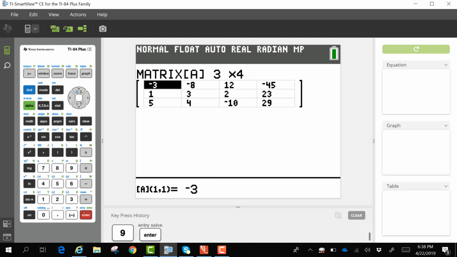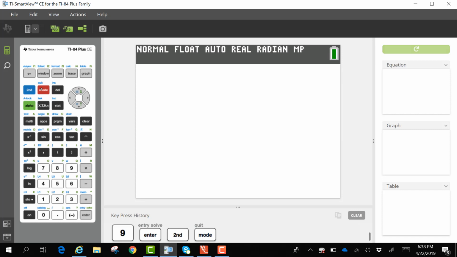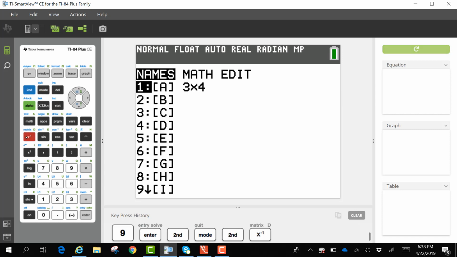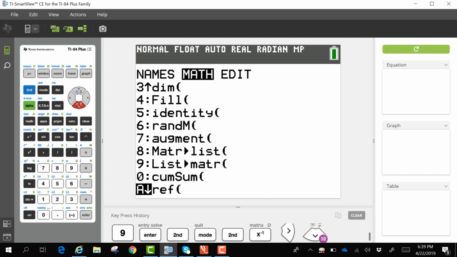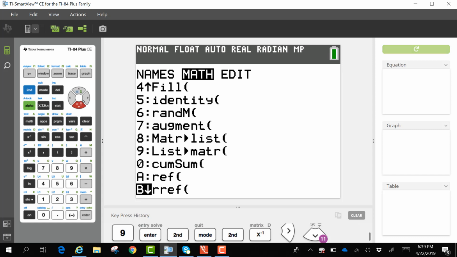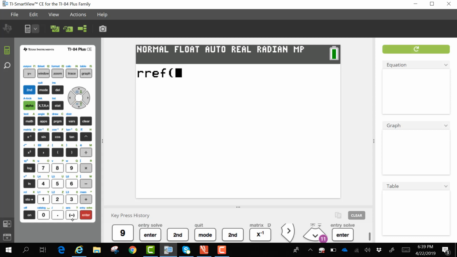Once your matrix is created, you quit. Second, quit to get out of the matrix and back to your home screen. At this point, we want the reduced row echelon form of that matrix, or the RREF. Go back to second matrix, and now to the right you will see the word math. These are a bunch of options to work with when you're dealing with matrices. I'm going to arrow down until I finally see the RREF, which is the reduced row echelon form. There it is. Now I'm going to hit enter to transfer it to the home screen.